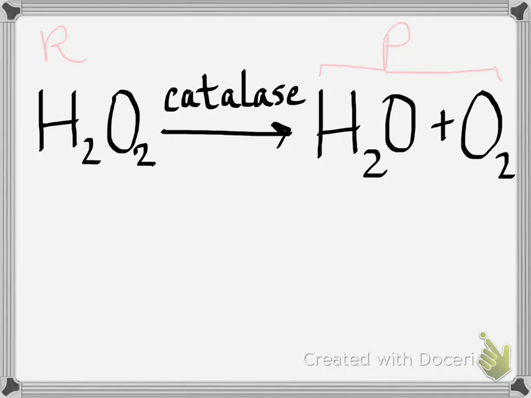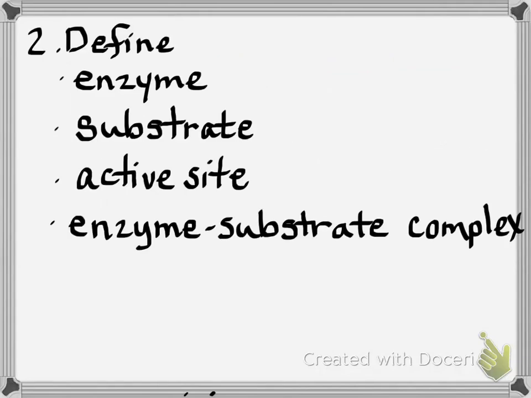And then also I want you to be able to identify an enzyme in a chemical reaction. What's the enzyme here? Catalase. Very good. And I'm just going to use E for enzyme. So everybody okay on number 1, being able to identify reactants, products, and I added enzyme on a chemical reaction? Okay, super.